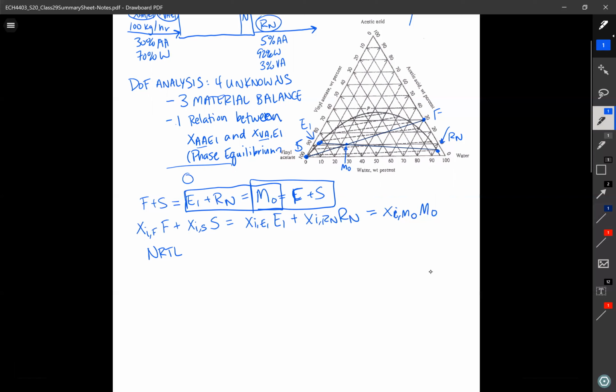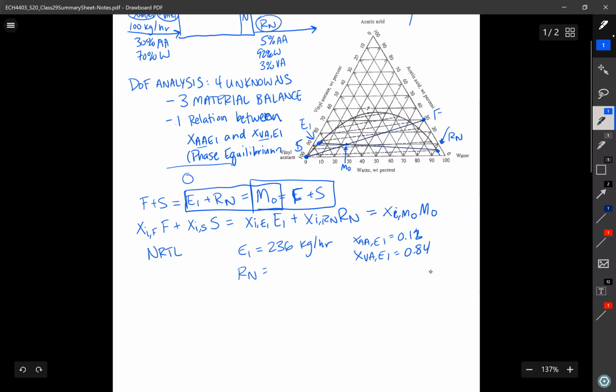All right, so this allows me to solve for my E1 and Rn flow rates. I didn't actually solve for these last time. So if you want to try and do that now, I encourage you to do so. The answers that I got were that E1 is 236 kilograms per hour. And the composition of E1 is, the acetic acid composition is 12%. The vinyl acetate composition is 84%. And that makes the outlet raffinate stream 64 kilograms per hour. So that's how we left off last time.